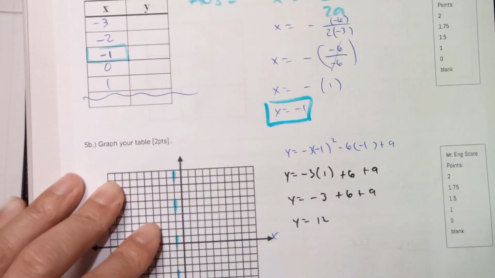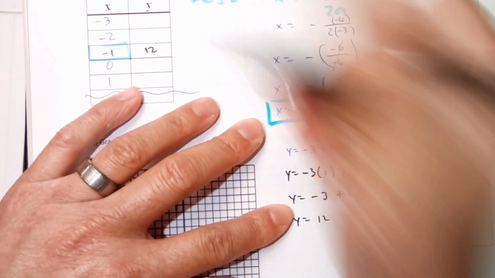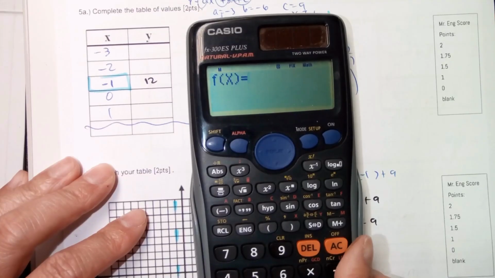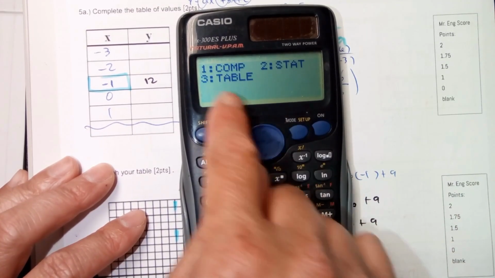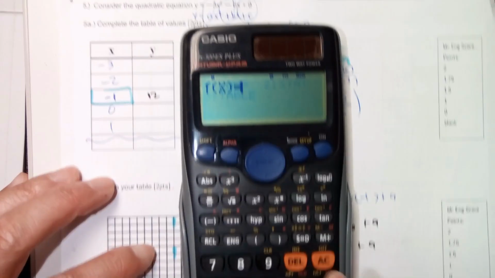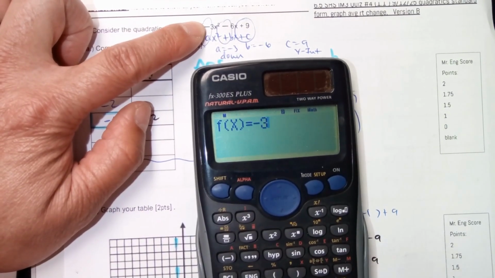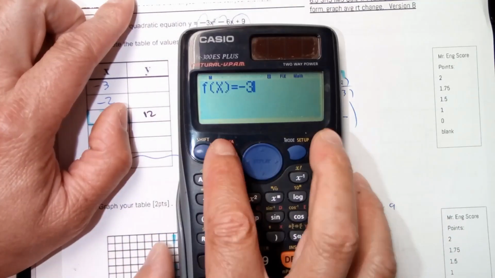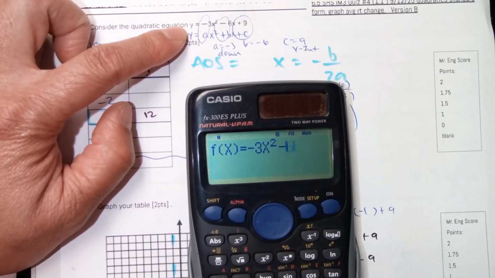Let's punch it into this calculator here. From mode, you want table. And then I'm going to type that in, -3. The x is in red in the back here. So alpha, right, parentheses, squared, -6, alpha, parentheses, plus 9. When you get g of x, just press enter again.